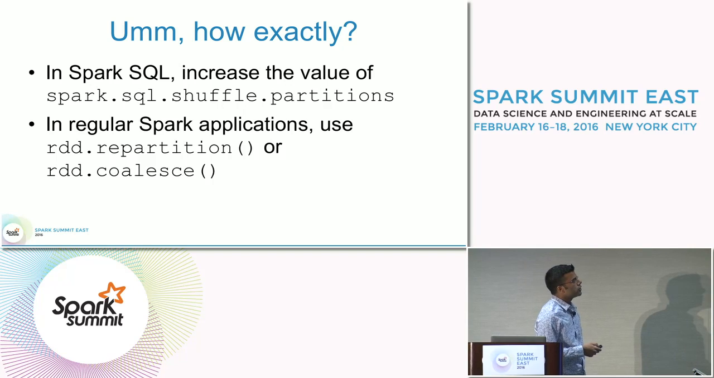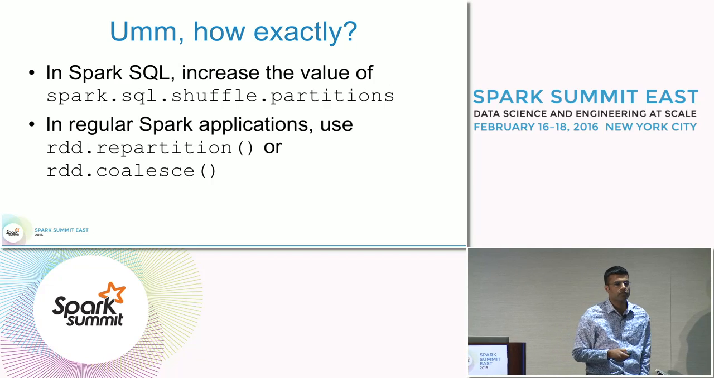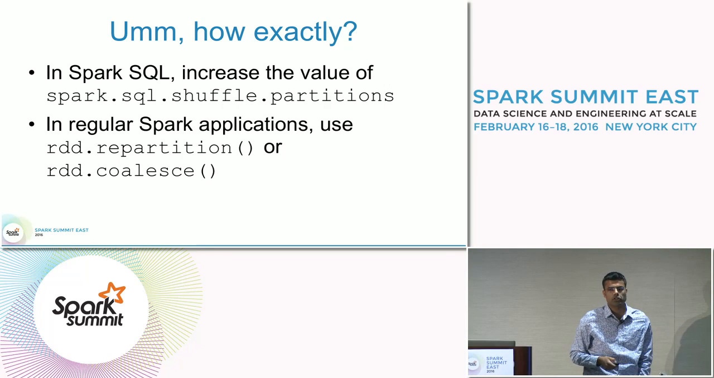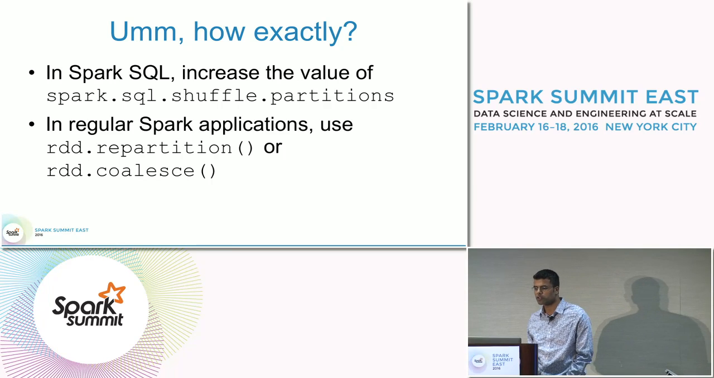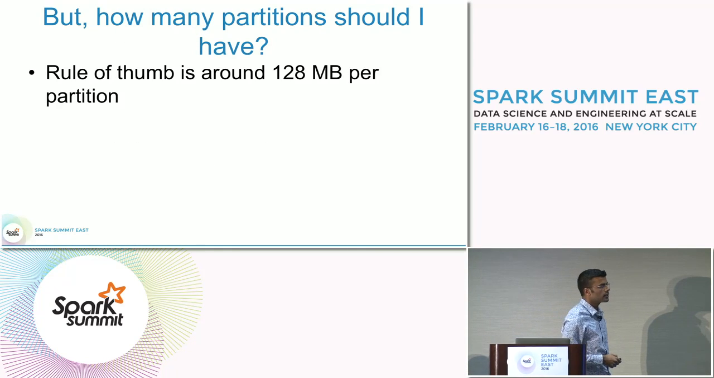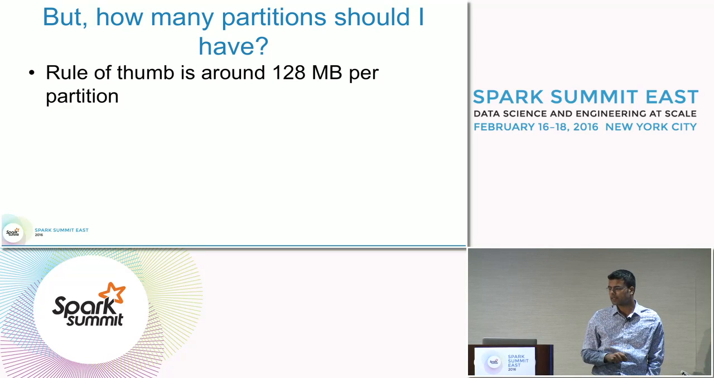Okay, so how exactly do you increase the Spark SQL number of partitions? That's this property, spark.sql.shuffle.partitions. Like I said before, it's set to 200. And in regular applications, you can repartition or coalesce, and you can supply the number of partitions you want right there. You may also ask what's a good number for a partition size. And the average we have found canonically to be around 128 megs.